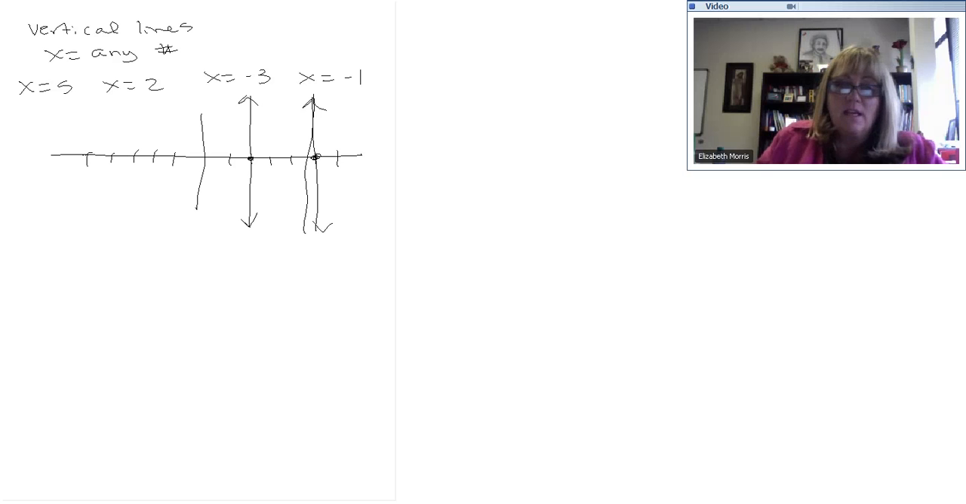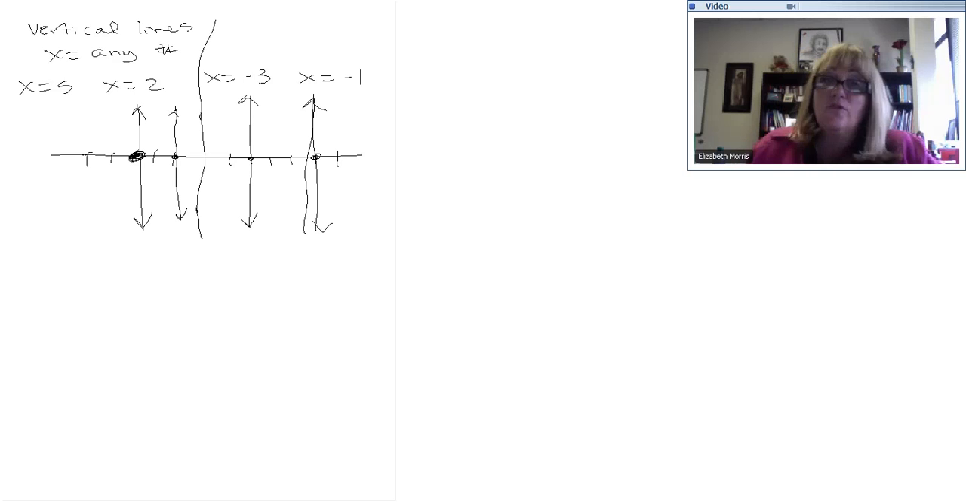X equals -3. Vertical line that actually goes through -3. X equals -1. Vertical line going through -1. Okay, that was the x-axis, right? So vertical lines only have x equals in their equation, and they go through that axis.